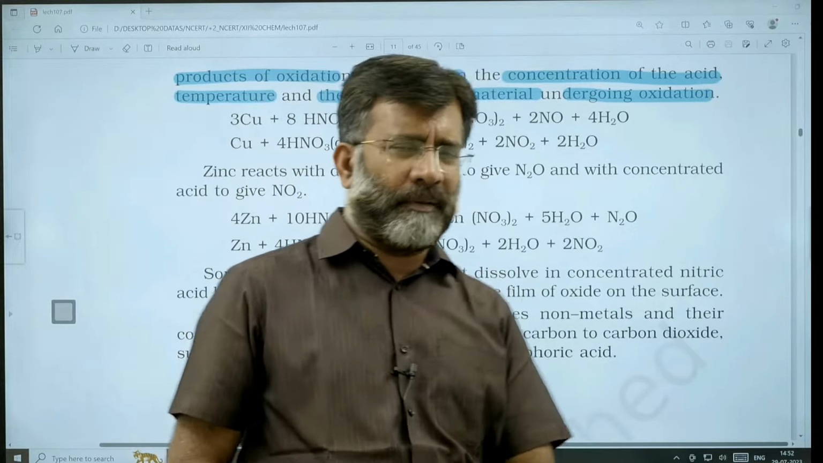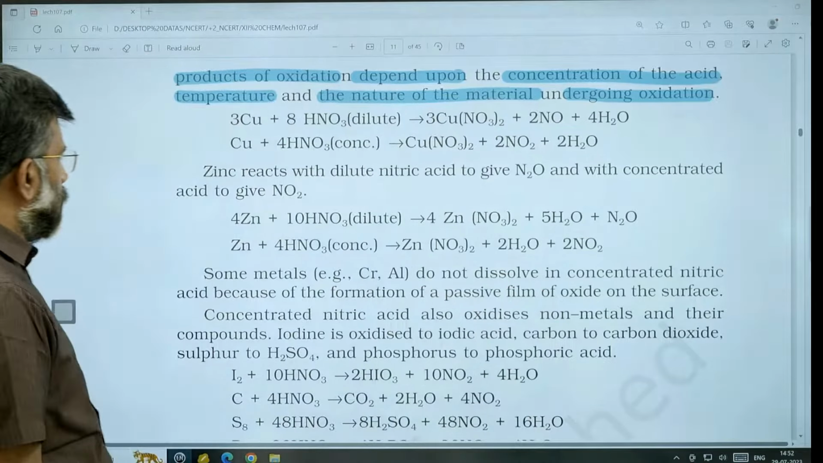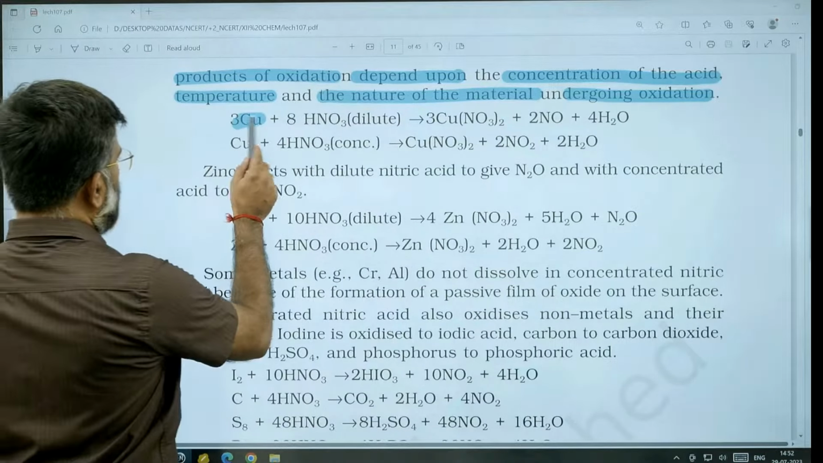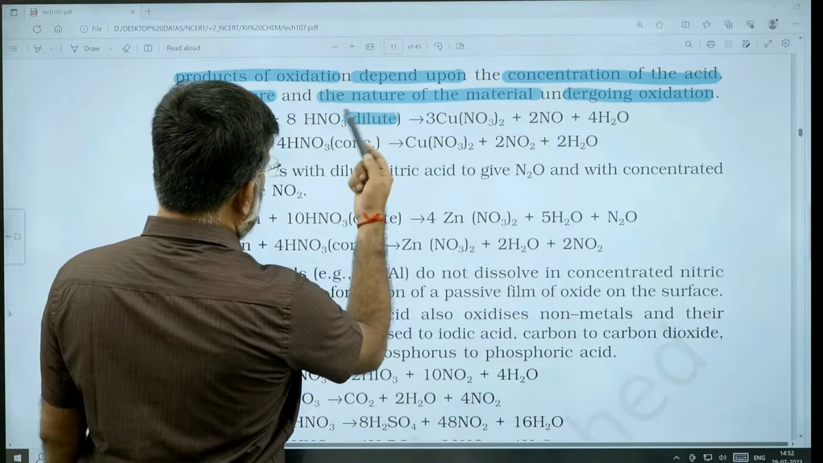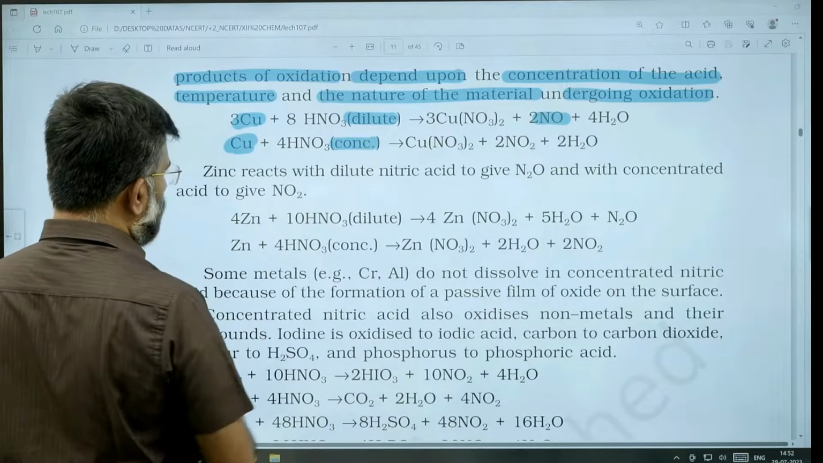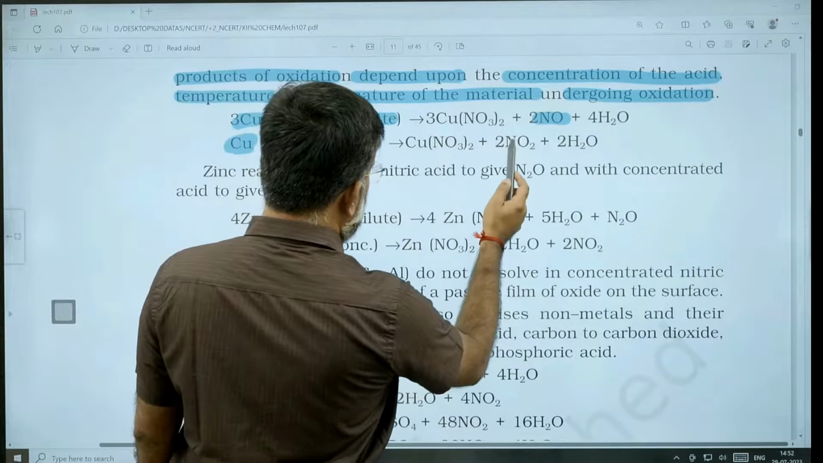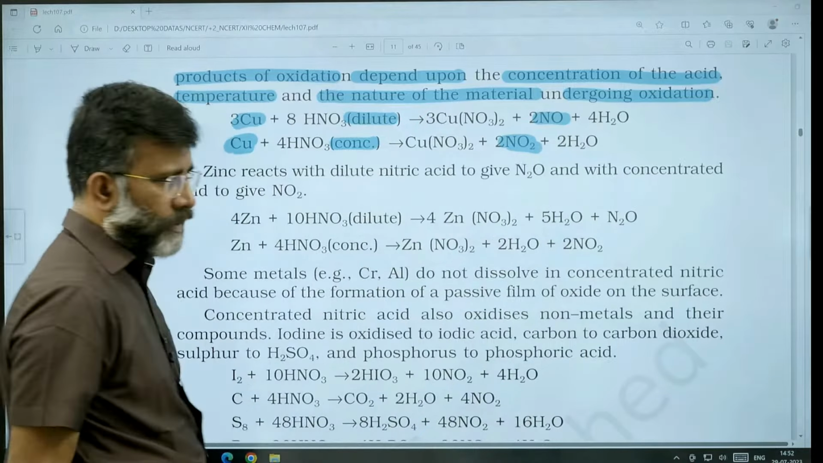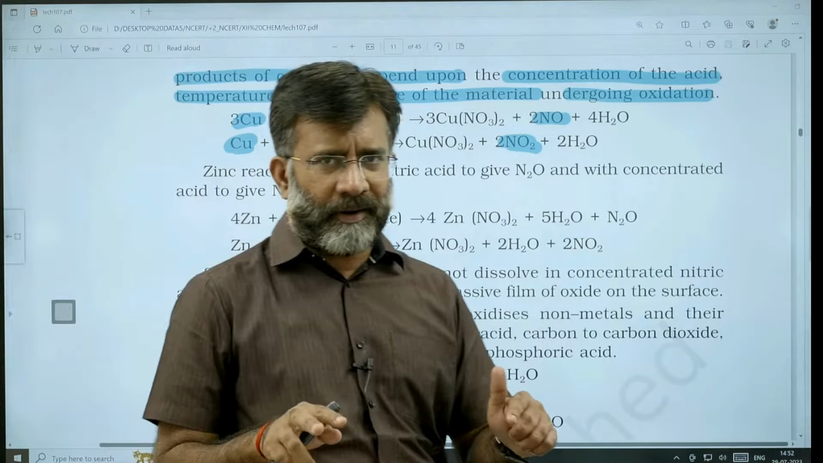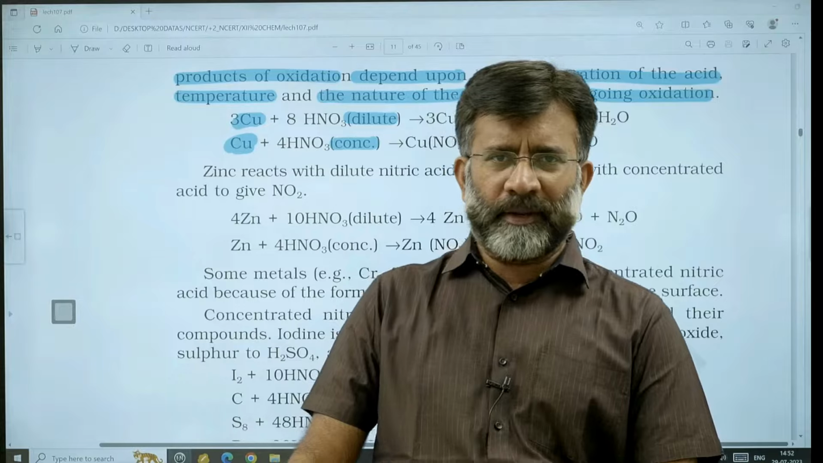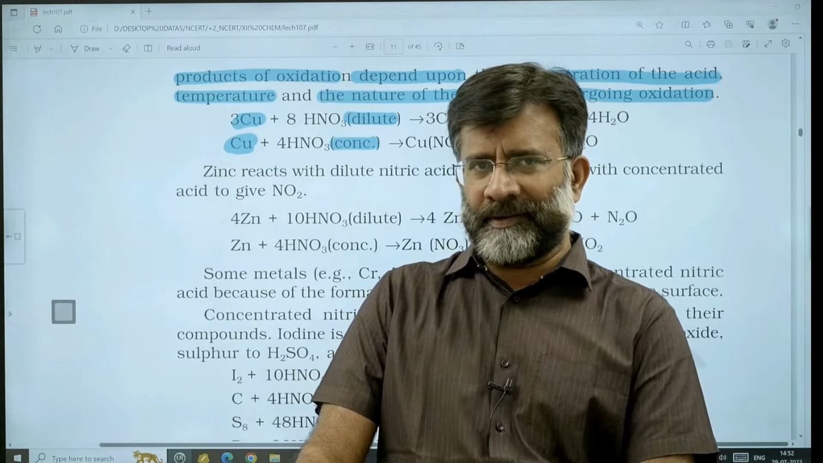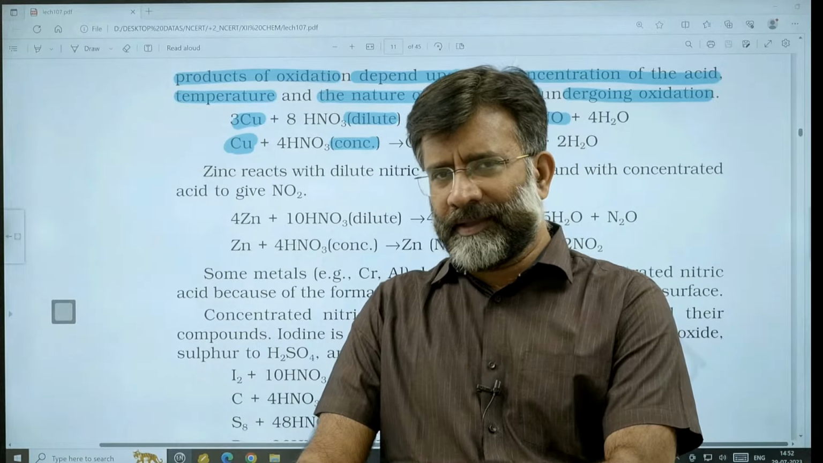A few examples quoted in the textbook you need to know: metallic copper with dilute nitric acid gives copper nitrate, NO and water. While the same copper with concentrated nitric acid gives copper nitrate, NO2 and water. So the common factors are cupric nitrate and water. With the dilute nitric acid, you get NO.